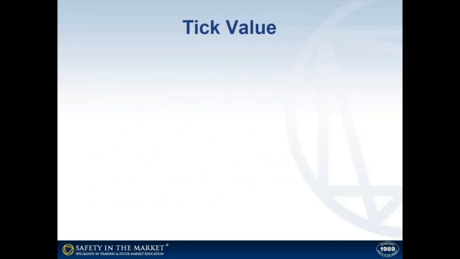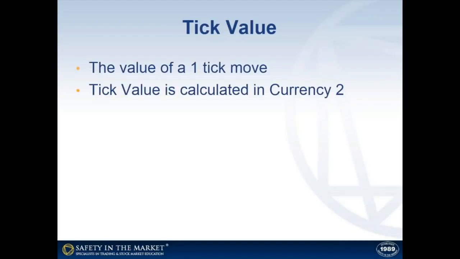So we've spoken about tick size. We know that the Aussie dollar moves to 4 or 5 decimal places, and the US dollar yen moves to either 2 or 3 decimal places. What's it all worth? Well, the tick value is the value of a 1 tick move. That's what we need to calculate, and it's always denominated in terms of currency number 2.